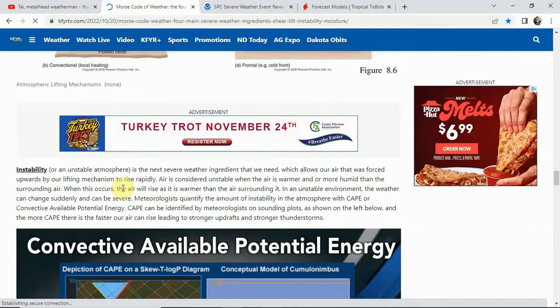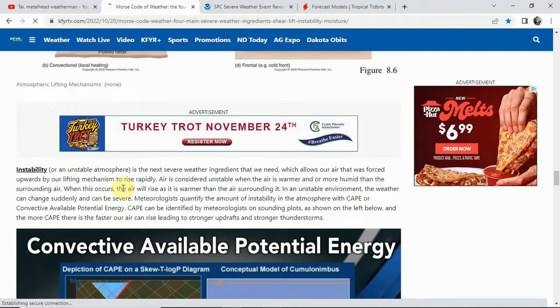So you're probably asking, okay, Ty, what is instability? It's an unstable atmosphere. And this is measured by our ability for our warm air to be forced upward to rise rapidly. I'll go ahead and cheat and read this. Instability allows our air that was forced upward by our lifting mechanism to rise rapidly.